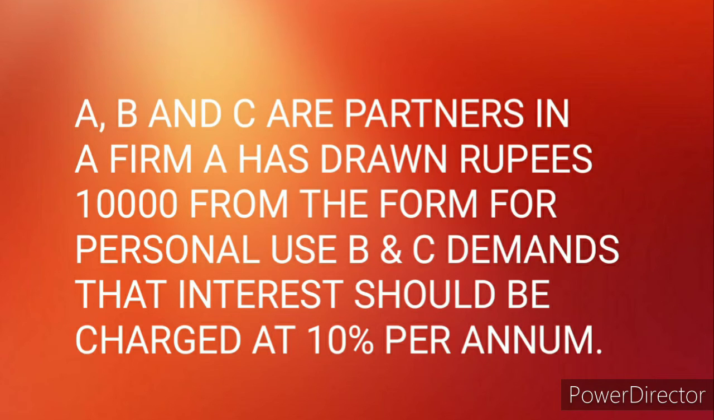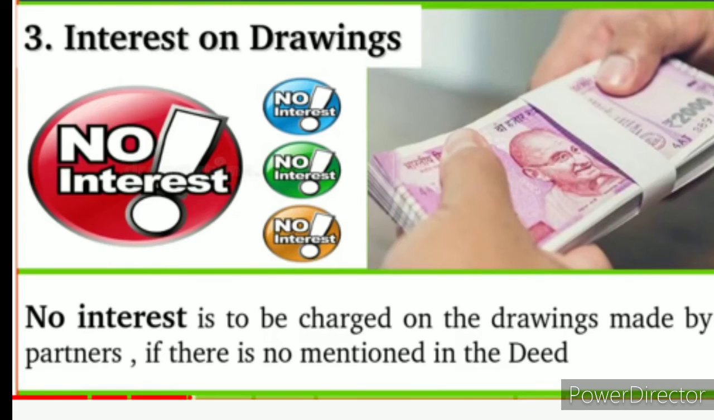Let's see an example. A, B, and C are partners in a firm. A has drawn rupees 10,000 from the firm for personal use. B and C demand that interest should be charged at the rate of 10%, but according to the partnership deed, interest on drawings is charged from the partners only if a partner withdraws some amount from the business. In case the partnership deed is silent, interest on drawings is not charged from the partners.